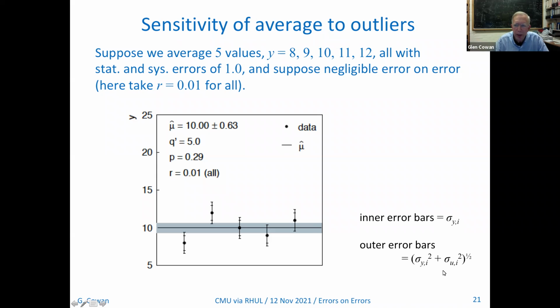All right, so what do we get? Let's see. I'm averaging 8, 9, 10, 11, 12. So the average is obviously 10. And the half width of the confidence interval turns out to be 0.63. Right there, by the way, is the p-value and the value of that Bartlett corrected statistic.